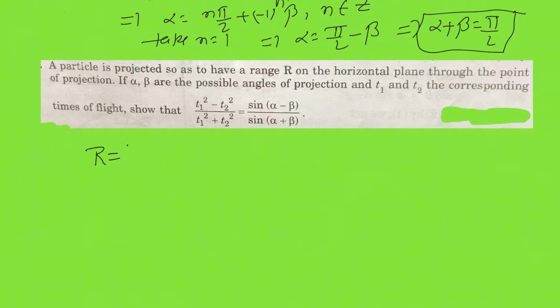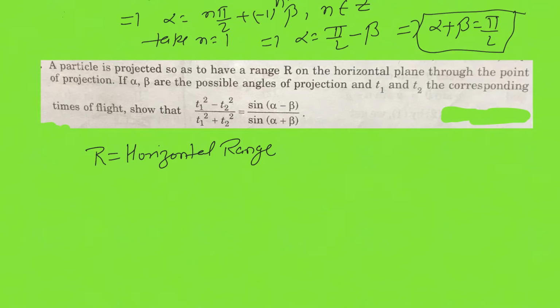You can write horizontal range. If alpha and beta are the possible angles of projection and t1 and t2 are the corresponding times of flight, show that t1 and t2 are the times of flight and alpha and beta are the angles of projection.